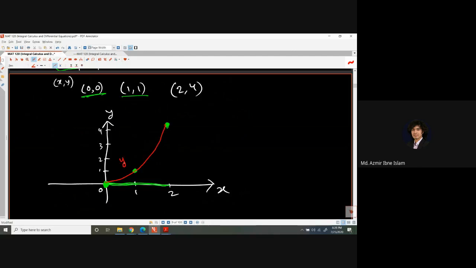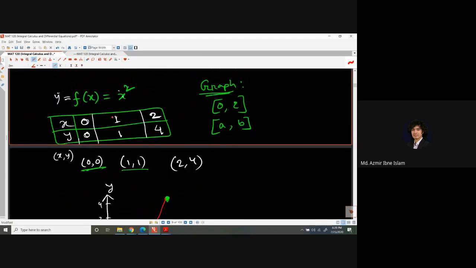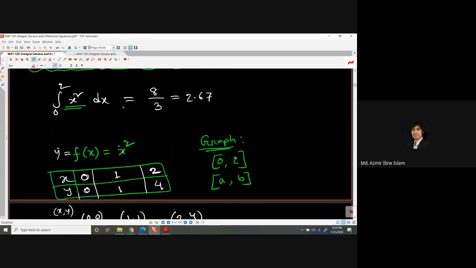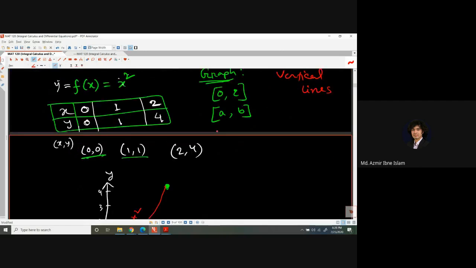Now we have the function y equal to x squared, or f of x equal to x squared, this one. So you can see that we have the lower limit x equal to 0 and the upper limit x equal to 2. These are nothing but vertical lines. From the concept of geometry, you know that all of these will be vertical lines.